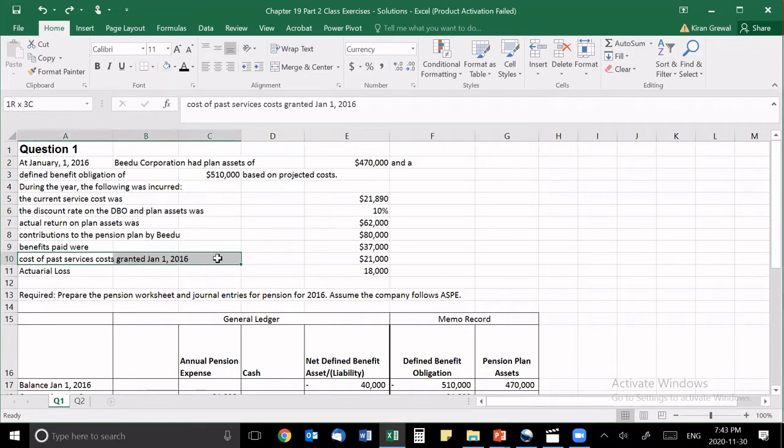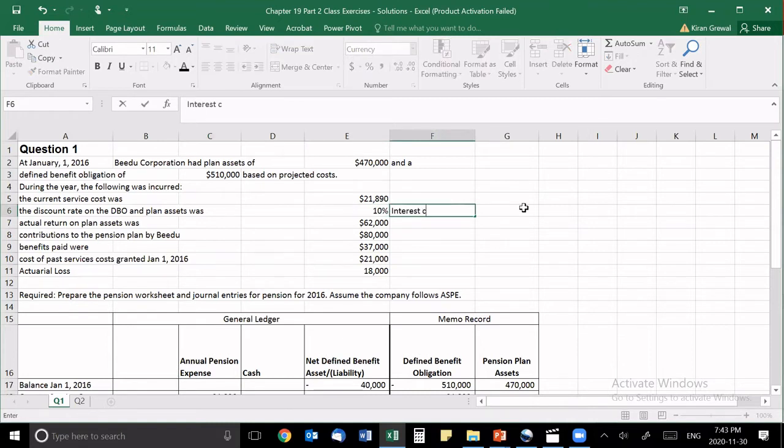I had talked about what happens when the past service costs are granted at the beginning of the year, or January 1st. When past service costs are granted at the beginning of the year, this 21,000 should be part of the opening balance of the DBO, because this past service cost is going to go into your liability balance. Remember, by the time we get to the end of the year, we're going to include it. So when you're figuring out your interest cost for the year, you should include this 21,000 with your opening balance of your DBO in order to determine the interest cost.